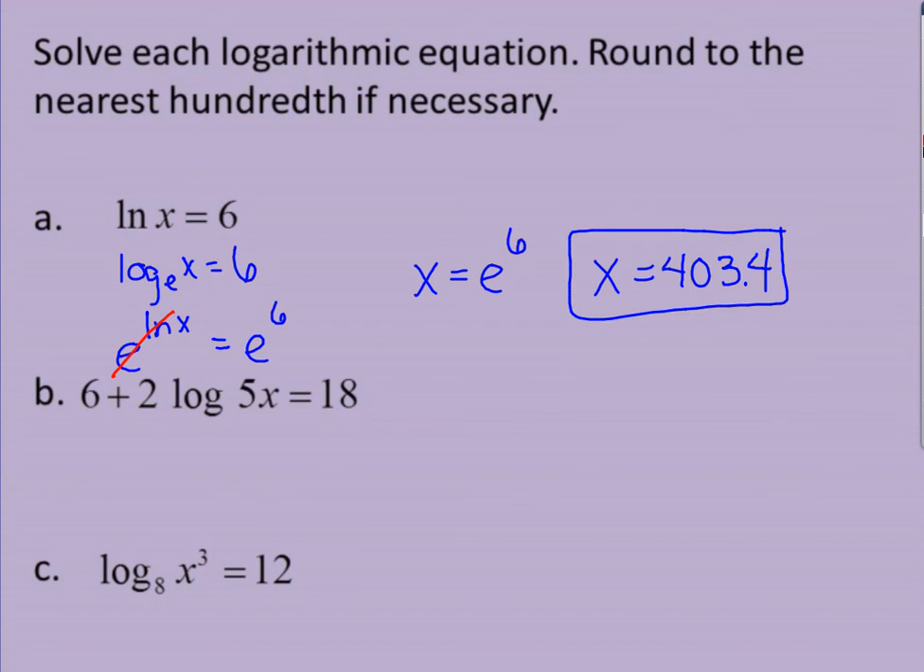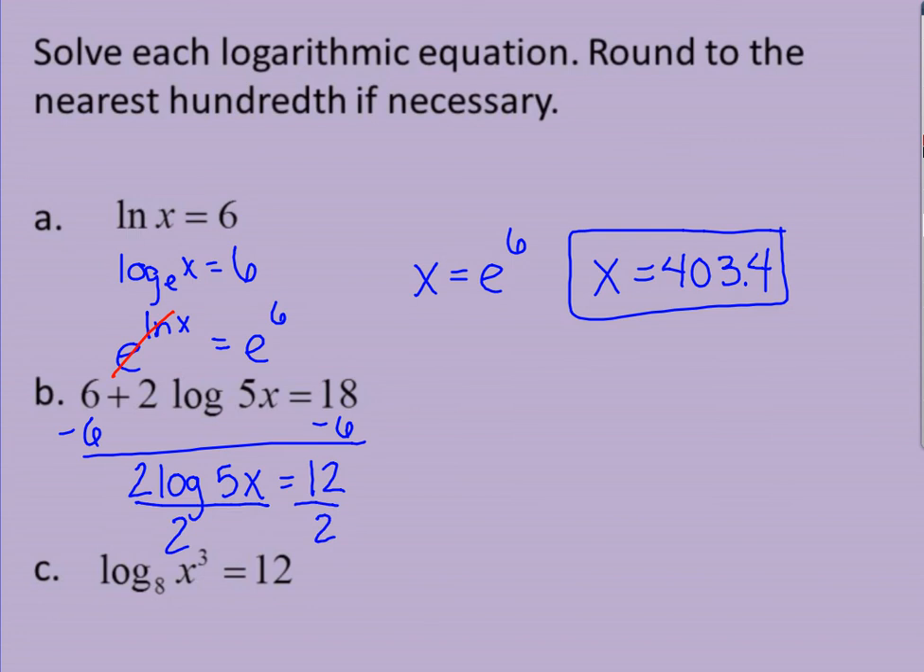On the next one, we do need to solve and get the log by itself first. So we are going to subtract 6 from both sides first. Now we have 2 times the log of 5x. So to get rid of that 2, we're going to divide both sides by 2. Now remember, if it just says log, this is the common log, so it's a log base of 10. So to get rid of that log, we're just going to do 10 raised to the log of 5x is equal to 10 raised to the 6th power.